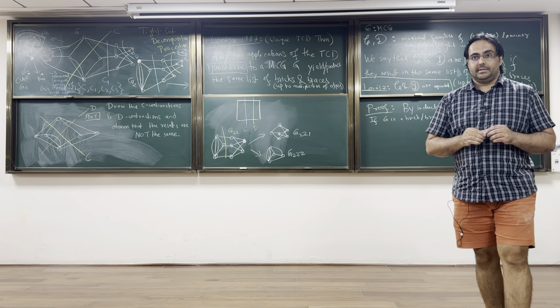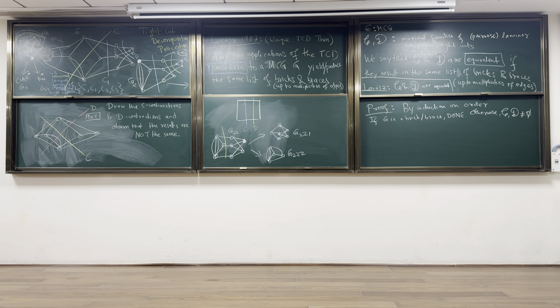So both C and D are maximal families of pairwise laminar non-trivial tight cuts in a matching covered graph. We know that the order in which we choose cuts doesn't matter. So what would be nice? If I give you some condition on C and D, then can we just finish the proof by induction?